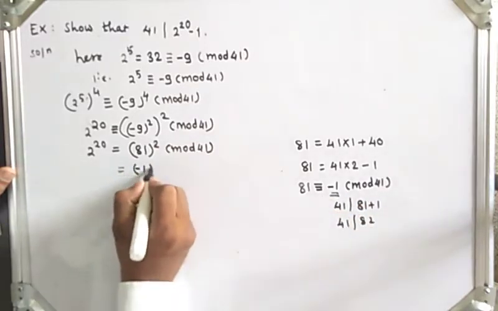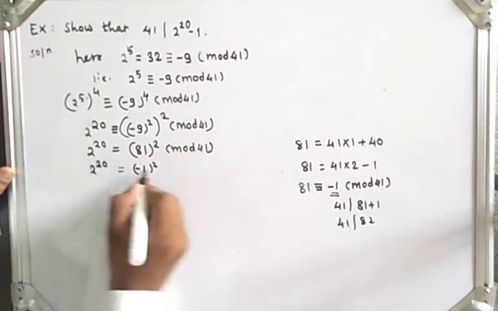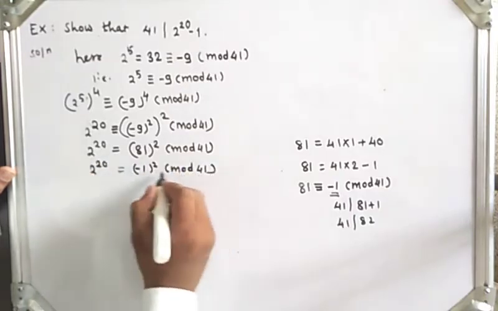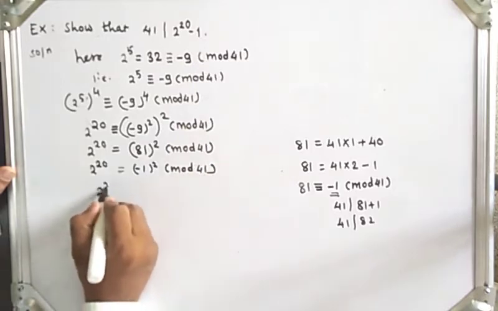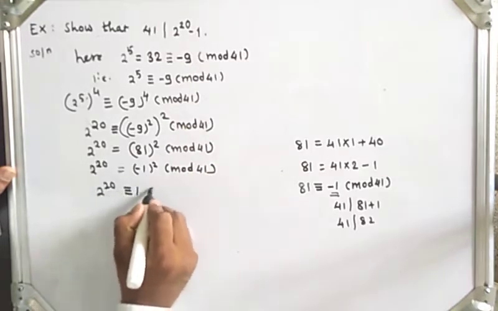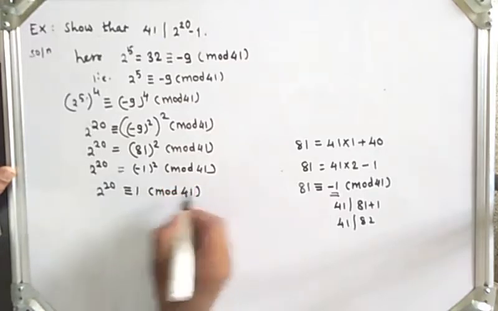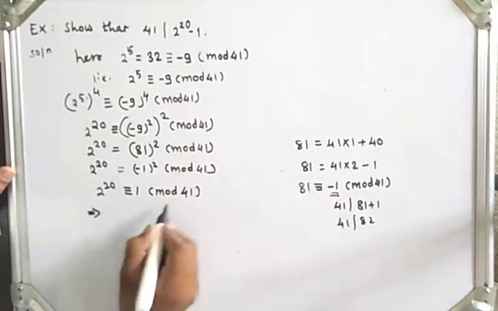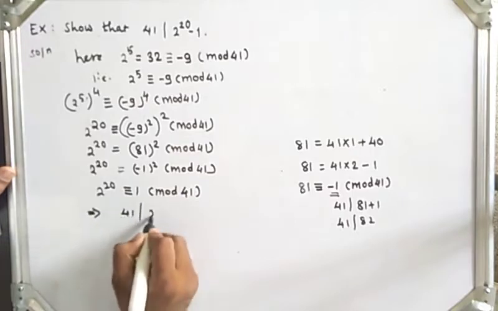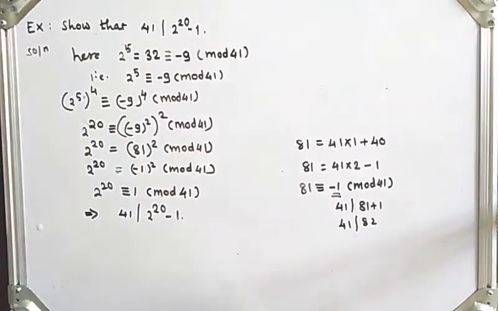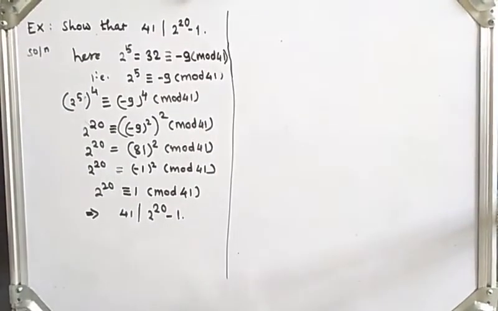So this is minus 1 squared. So 2 raised to 20 is congruent to minus 1 squared modulo 41. Minus 1 squared is plus 1. So 2 raised to 20 is congruent to 1 modulo 41, right? So by using the definition of congruence, we write that 41 divides 2 raised to 20 minus 1, hence the proof, right? Let's see another example.